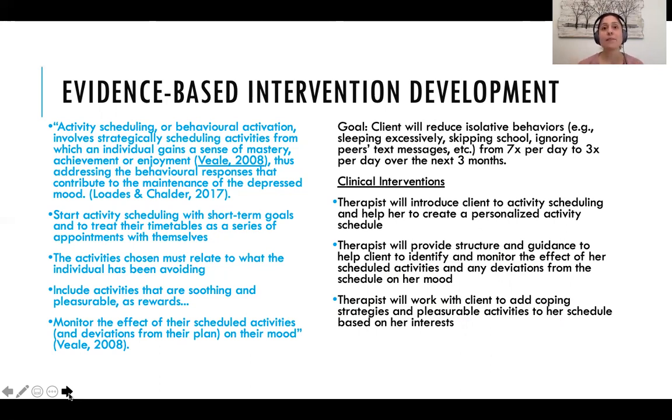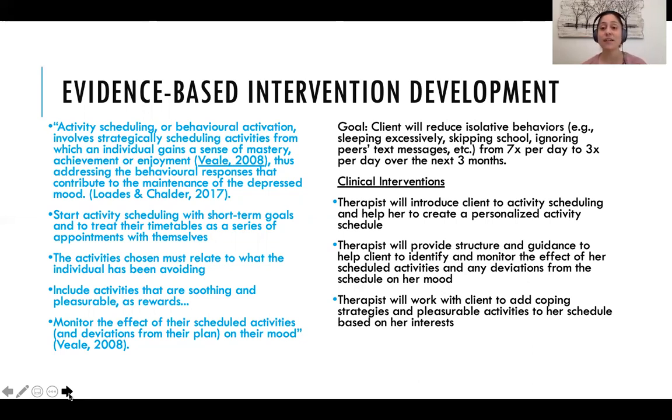Now I'm going to write up the activity scheduling interventions based on the information I have on the left from the research I've read. Okay, so I have: therapist will introduce client to activity scheduling and help her to create a personalized activity schedule. Okay, and this is based on this recommendation. They said this is a good thing to do with depression and adolescence. Next, therapist will provide structure and guidance to help client identify and monitor the effect of her scheduled activities and any deviations from the schedule on her mood.